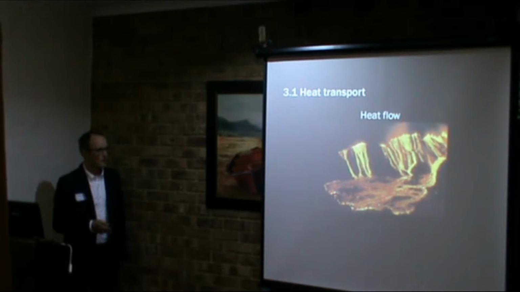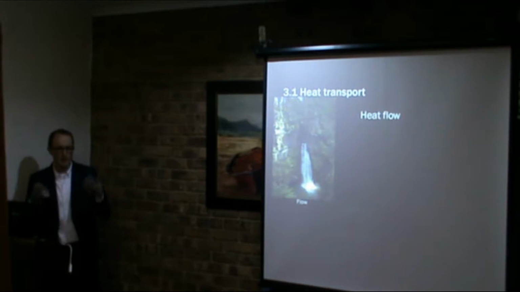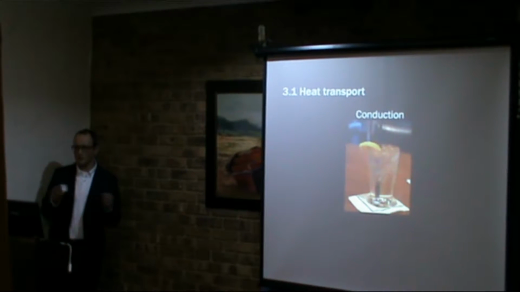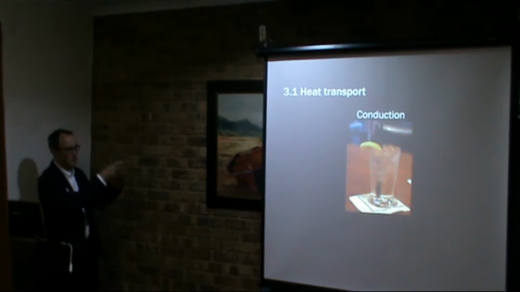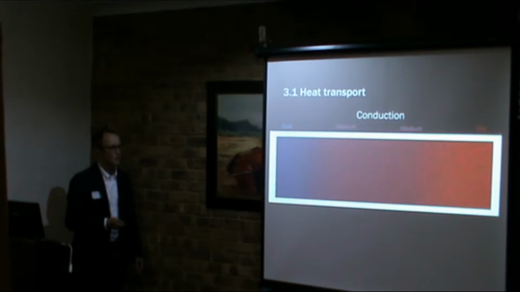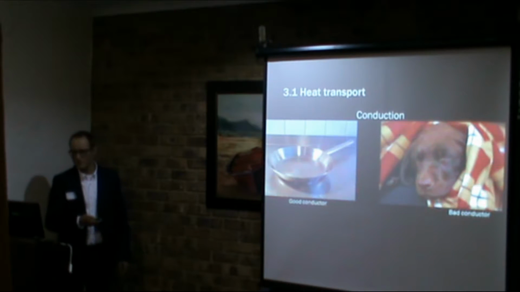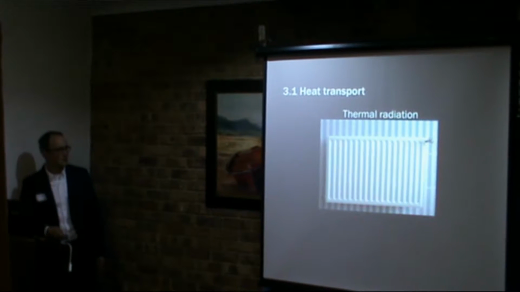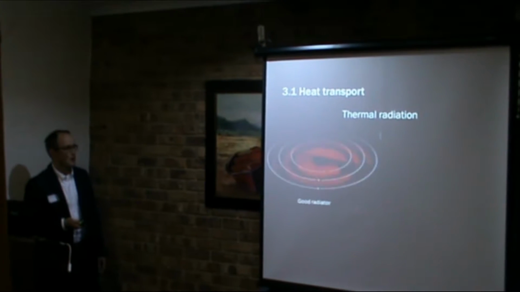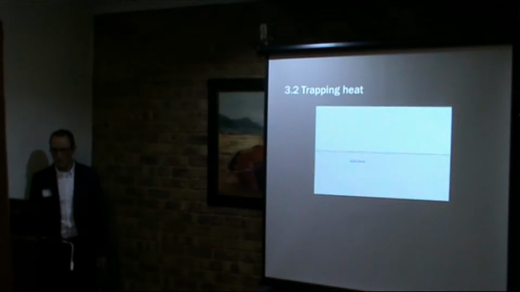Heat flow is this going from up to down, moving material that has a temperature. So this is flow, this is no flow. Then conduction is transporting heat by materials that are touching each other. The pieces of ice in a glass of water is a nice idea. You have cold over there, you have hot over there, it's touching each other, and eventually if you wait long enough, everything will have the medium temperature. That's the second way. This is a good conductor, this is a bad conductor. Here we have thermal radiation, that's shining light, mostly infrared, but also other light, into the universe. This is a good radiator, and this is a bad radiator. That's about it.